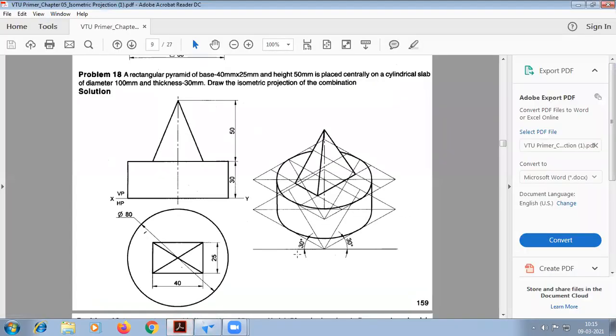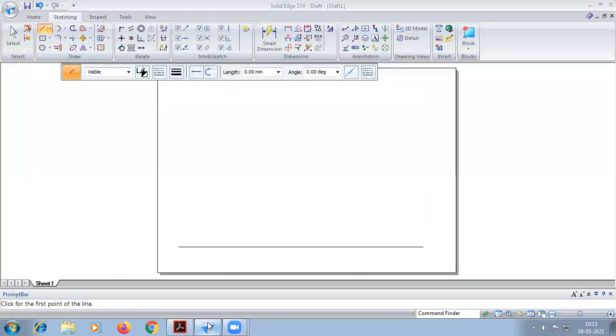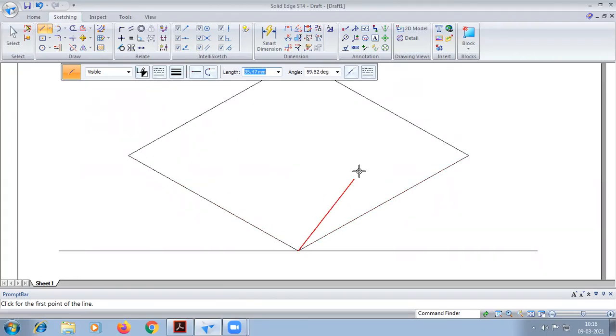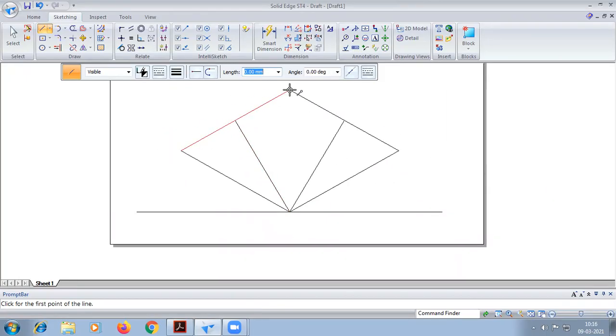So here, cylindrical slab of diameter 100 means a box of 100 we need to create. So 100, the angle again 100, angle 50, again 100, angle 210 degree. So then finally join here. Now for our bicenter method to construct the ellipse here. So from the center to the middle point, again from the center to the middle point, again from this corner to the middle point, again from this corner to the middle point.